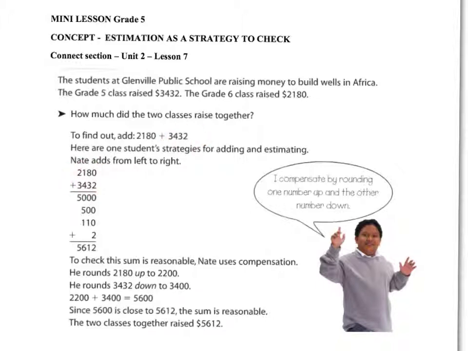In their addition here, Nate has decided to add each place value position. 2,000 plus 3,000 is 5,000. 100 plus 400 is 500, 80 plus 30 is 110, and 2 plus 0 is 2. Then adding those up, 2, 1, 5 plus 1 is 6, and 5,612 is his actual answer.